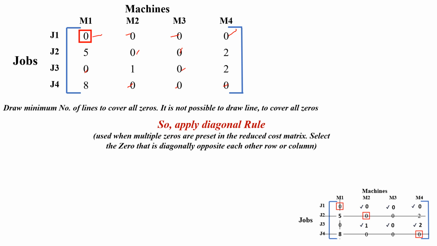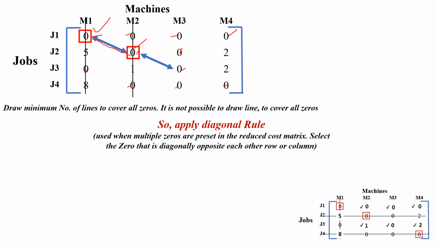Here in the first row, if we select this 0, which has another 0 diagonally in the next row, we have to select this 0, mark a square around that 0 and draw a vertical line. Similarly, next we select this 0 in the second row, which has another 0 diagonally in the third row. Then we have to select this 0, mark a square around that 0 and draw a vertical line.